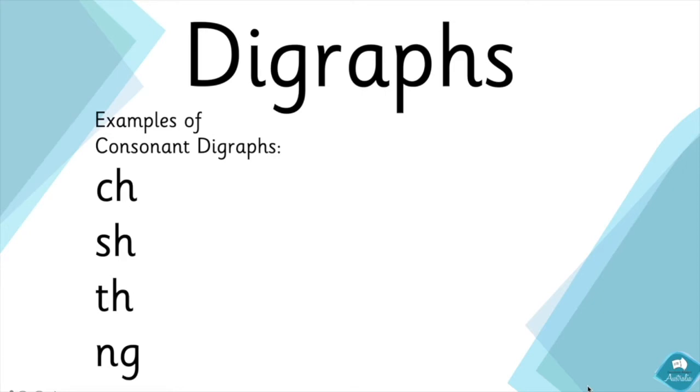T and H can actually represent two sounds. It can be our voiced sound of th and our unvoiced sound of th. And our ng sound is represented by the letters N and G as well.